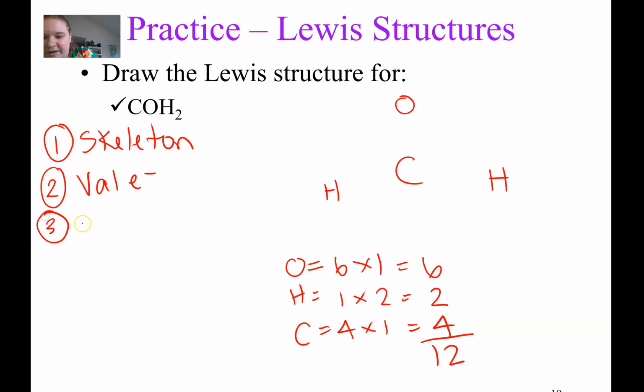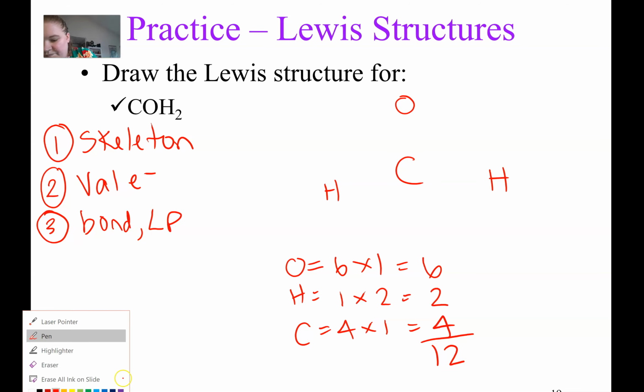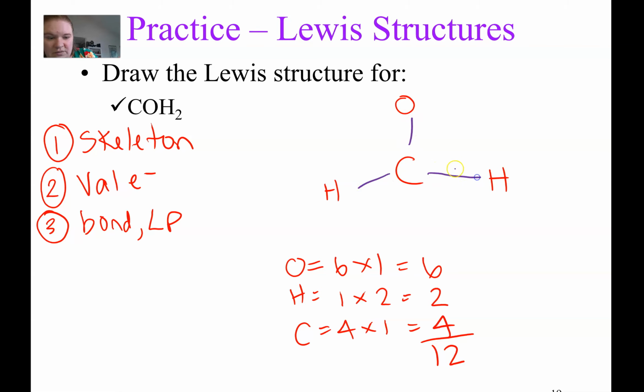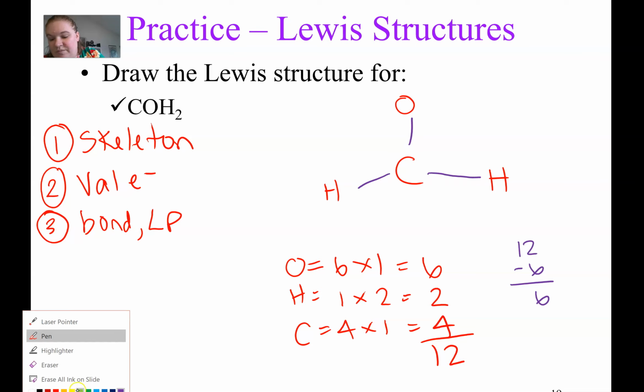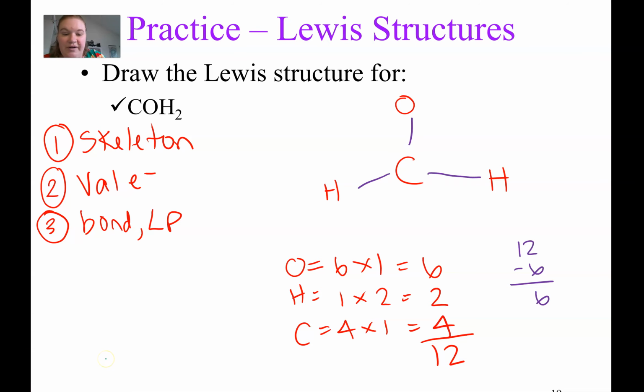Number three is that we're going to make bonds and lone pairs. We're going to distribute those electrons. So I'm going to start with bonds. I have 12 electrons. I just used 6 of them. So that means I have 6 left. So then I'm going to use my electrons to make lone pairs.